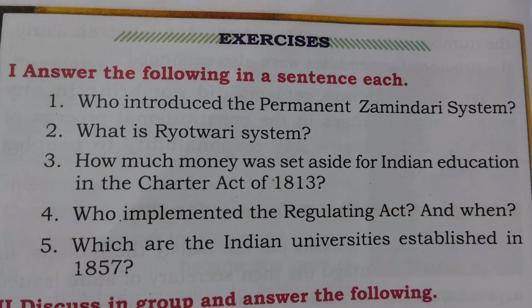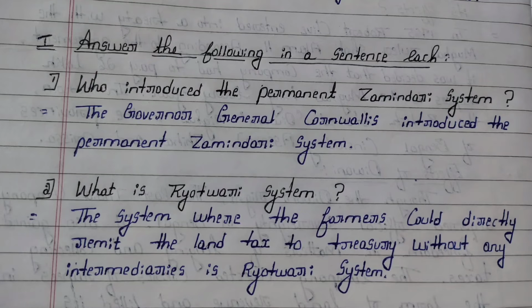Exercises. First one, answer the following in a sentence each. First question, who introduced the permanent zamindari system? Answer, the Governor General Cornwallis introduced the permanent zamindari system.